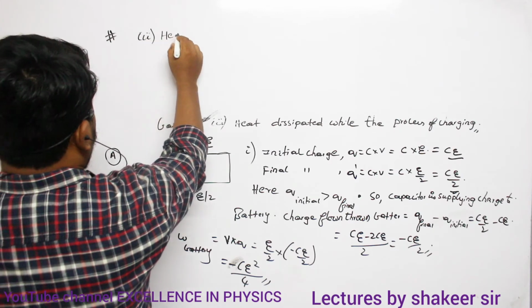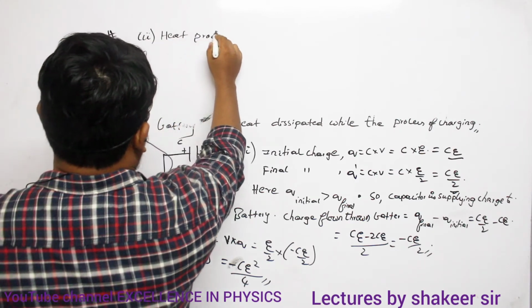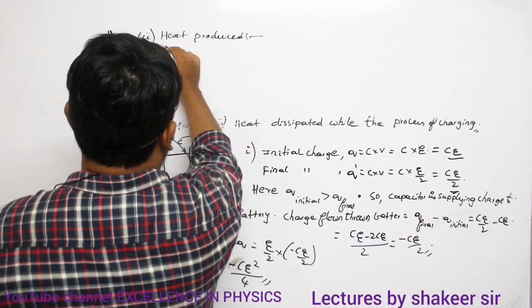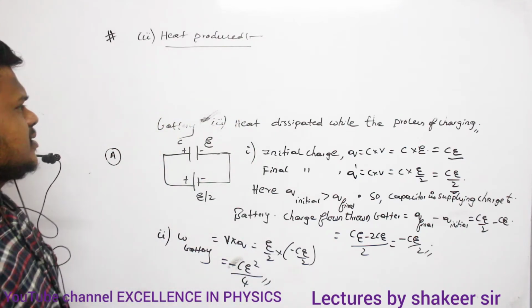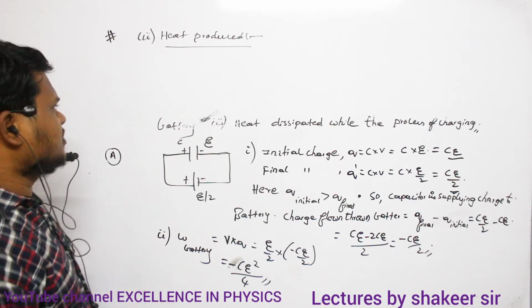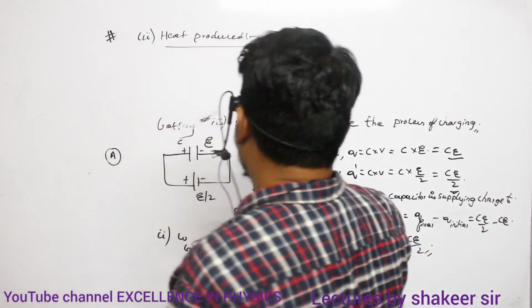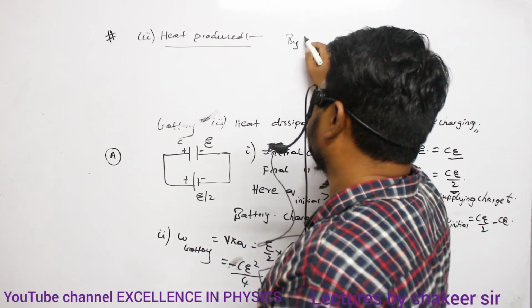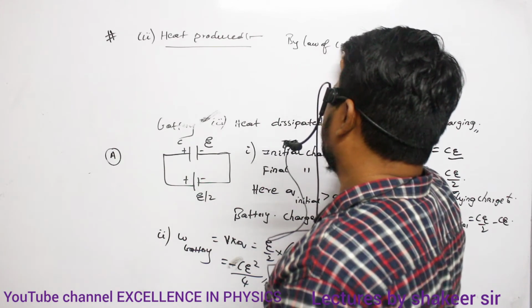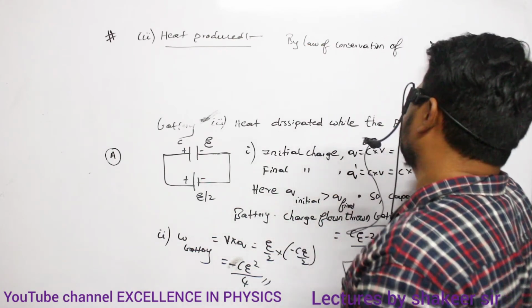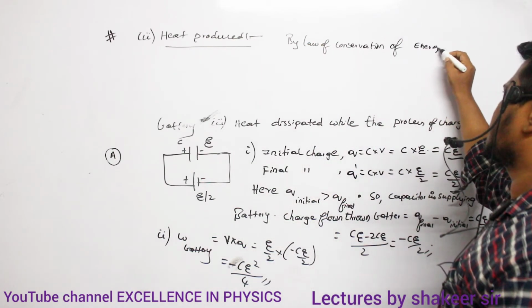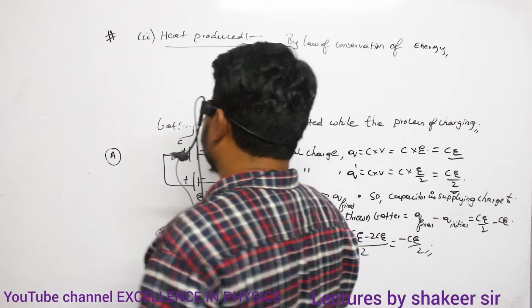Clear? Heat produced or energy lost in the form of heat energy while this capacitor is connected to this battery. Okay, this one how can I calculate? This one I can use the law of conservation of energy, no? By the law of conservation of energy, how can I write a relation between energy?